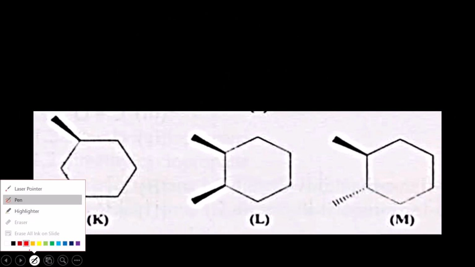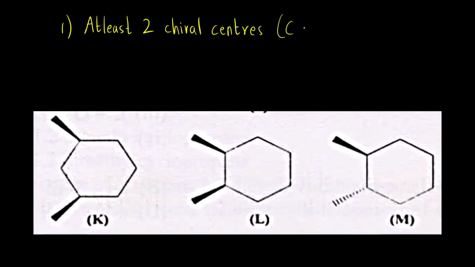So let us first, to recall, write down the two conditions for a compound to be a meso compound. The first is that there should be at least two chiral centers, or two chiral carbons, present. What are chiral centers? Carbon attached to four different groups. It can be some other atom as well, but here all the atoms are carbon atoms, so I'm writing only about the carbon atoms. Four different groups. This is the first condition.